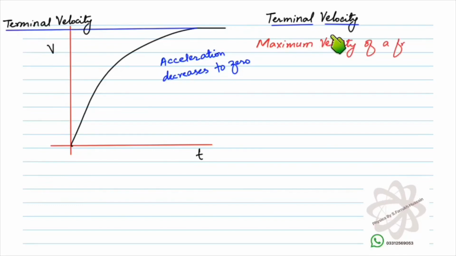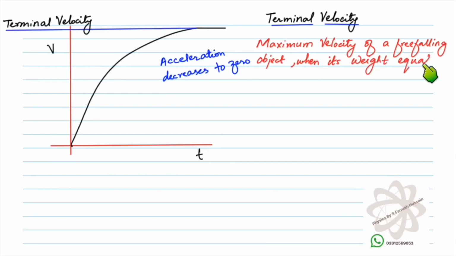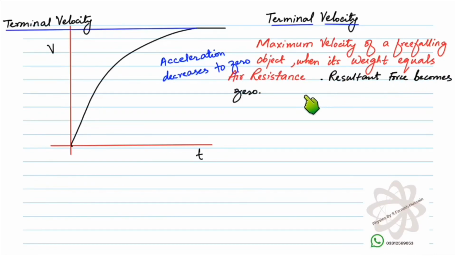If you want to define terminal velocity, you can write it is the maximum velocity of a free falling object when its weight and the air resistance are equal, and there is no resultant force acting on the object, and there is no acceleration produced. That's it for the concept.